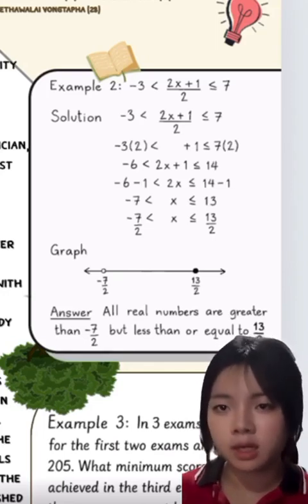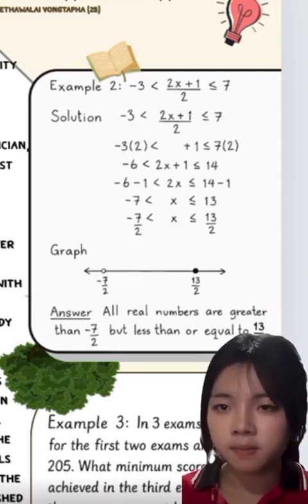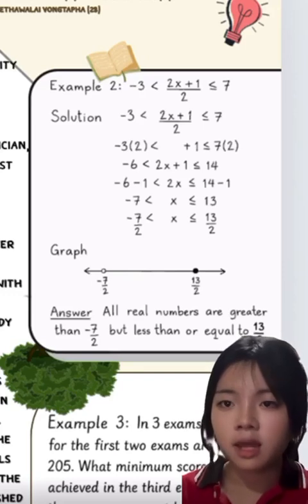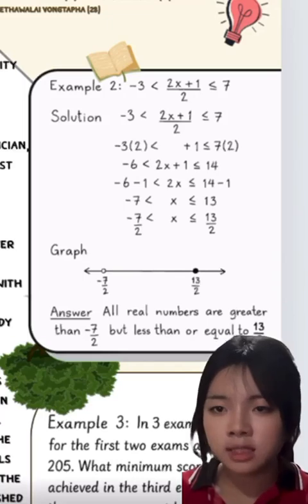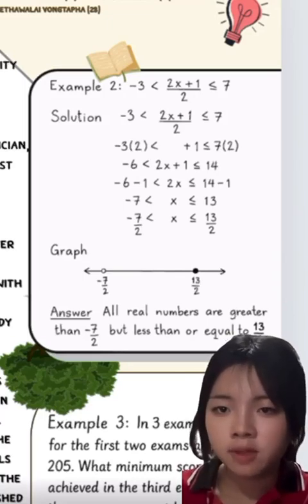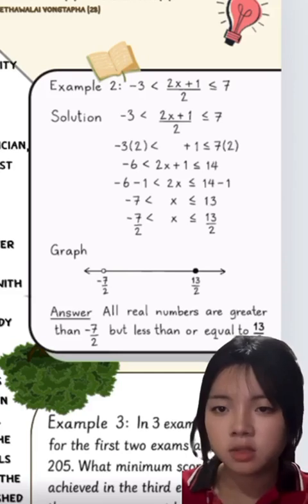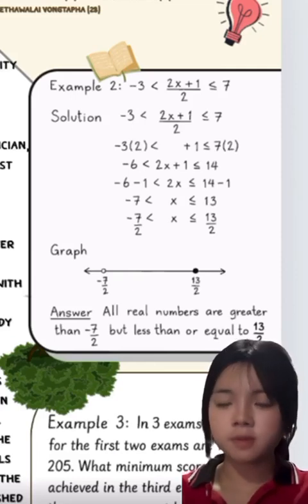Next, we subtract 1 from all sides, so negative 7 is less than 2x and less than or equal to 13. We divide everything by 2, we get x is greater than negative 7 over 2 and less than or equal to 13 over 2.